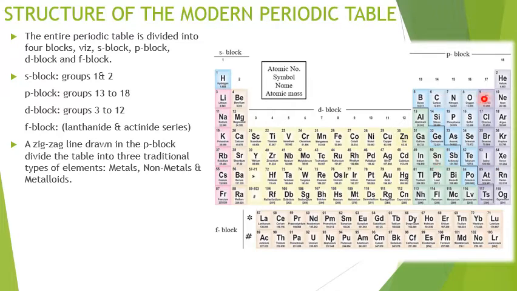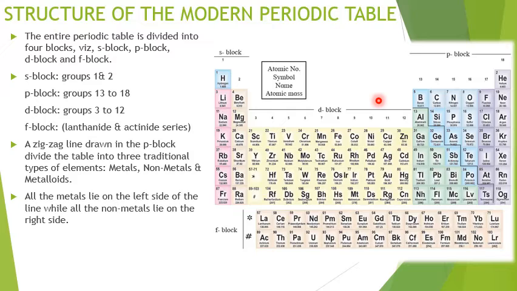Are you getting it? On the right hand side, this area, they are the non-metals. And whatever elements are sitting on the zigzag line, they are what? They are the metalloids. We have seen in the previous lecture the concept of metals, non-metals and metalloids. All the metals lie on the left side of the line, while all the non-metals lie on the right hand side. Metalloids lie on the border of the zigzag line. Understood, everyone?